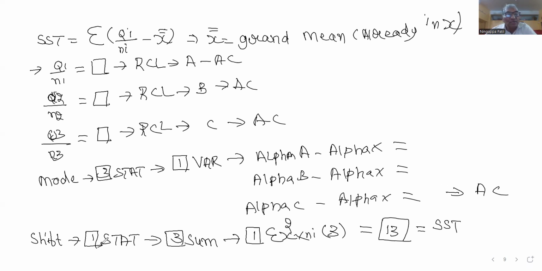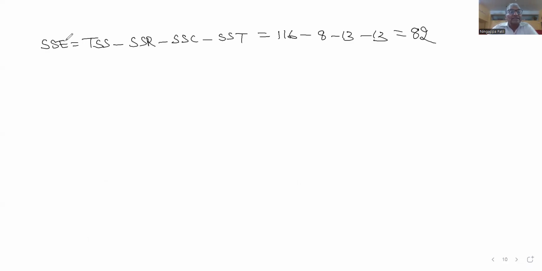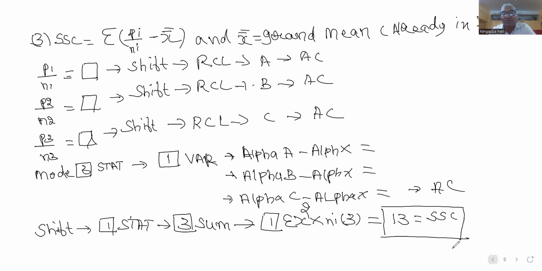Again, shift 1 stat it is, and 3 sum. Again, 1 summation of x square we want. Multiply this by number of treatments. Number of treatments are 3, and you are getting 13. SST. Now, to calculate the SSE, TSS minus SSR minus SSC minus SST, then 116 minus 8 minus 13 minus 13, 82 you are getting. Okay. Now, the rest of them you can enter them in the column.